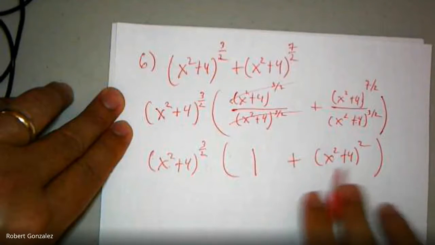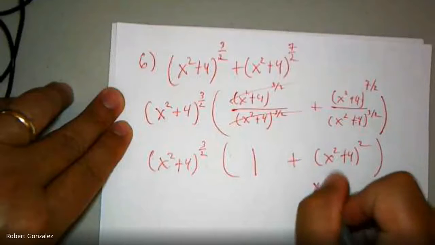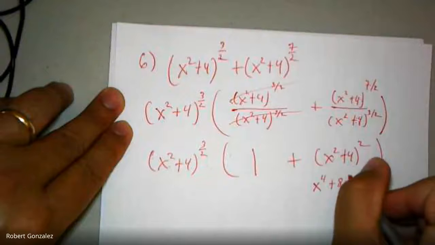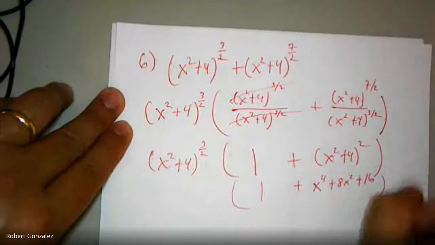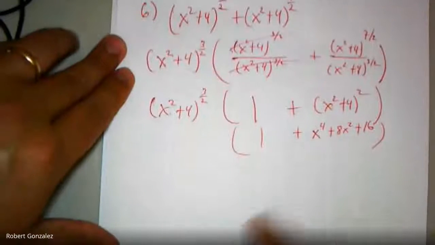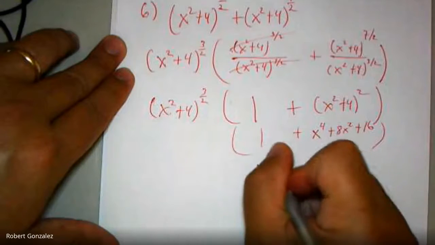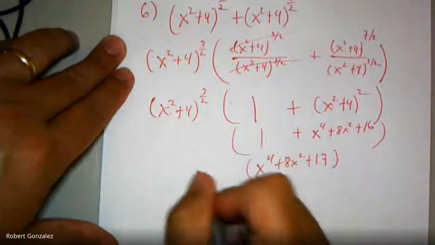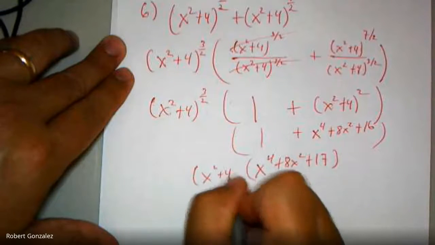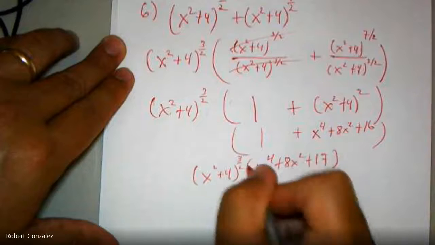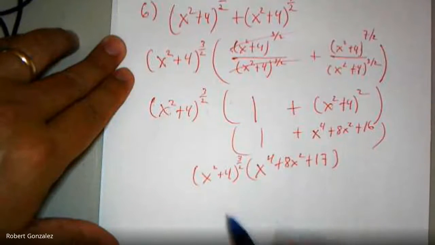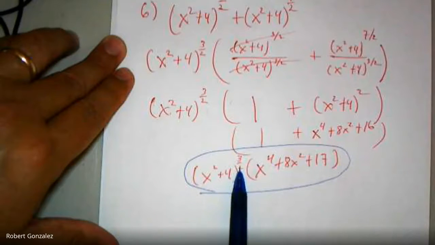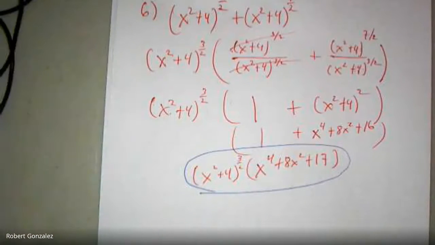Okay, this can be expanded. X to the 4th plus 8x squared plus 16. And we add 1 to it. That gives me x to the 4th plus 8x squared plus 17. All of this times x squared plus 4 to the 3 halves power. I'm done. If this were a negative exponent, we would put it on the bottom of the fraction.